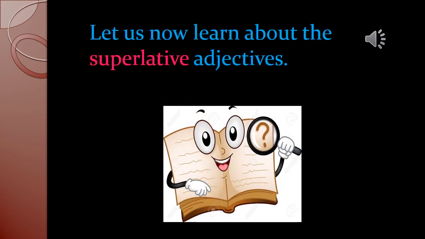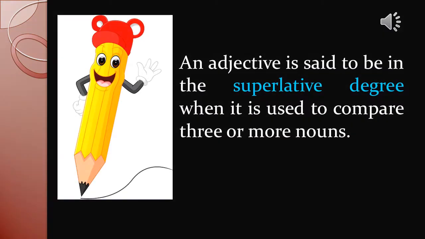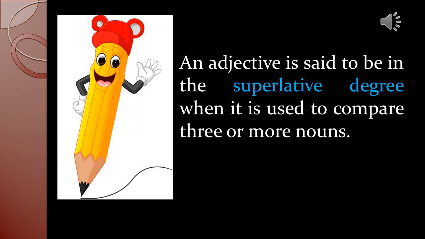Now let us learn about the superlative adjectives. So an adjective is said to be in the superlative degree when it is used to compare 3 or more nouns. We can use anything from 10 to 20 or even 100 different nouns, but it has to be 3 or more.